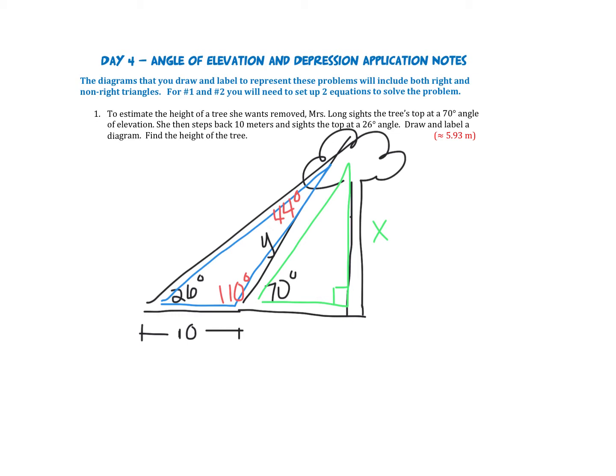So now I have to decide, am I going to use law of sines or law of cosines? The way that I always look for it is, do I have an angle and its opposite side? I do. So therefore, law of sines is the way to go.